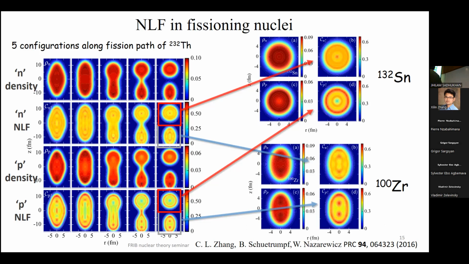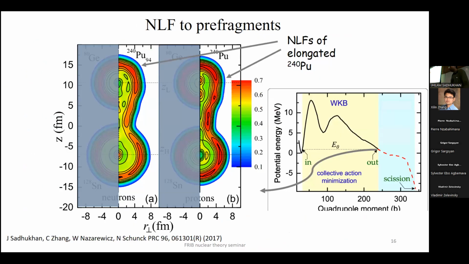So this actually hints that we can really use this type of structure to define the fragments well before the scission actually occurs. And we apply this to different systems. Here I have shown how it can be applied. Here, this NLF is calculated at the outer turning point of this 240 plutonium nucleus, and we can see that this upper part has concentric circular structures appearing.